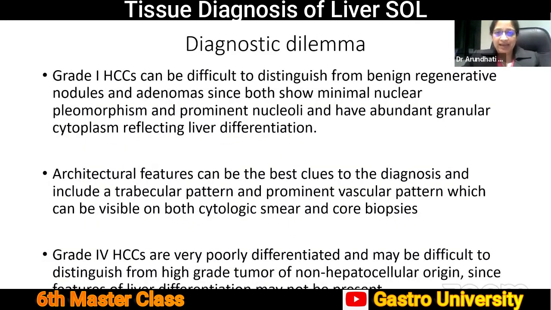Grade 1 HCCs, like I said, are very difficult to differentiate from benign regenerative nodules, FNH, as well as adenomas, because they show minimal nuclear pleomorphism and have abundant cytoplasm. Grade 4, that is the poorly differentiated HCCs, may be difficult to differentiate from high-grade tumors of non-hepatocellular origin. And that is why architectural features are actually the best clue to the diagnosis, which include trabecular pattern, prominent vascular pattern, among other features.